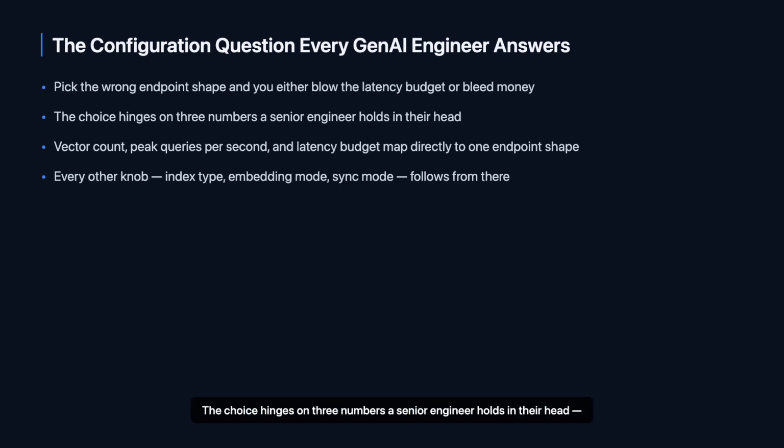The choice hinges on 3 numbers a senior engineer holds in their head: vector count, peak queries per second, and latency budget. Those 3 numbers map directly to one endpoint shape, and every other knob you'll touch, index type, embedding mode, sync mode, flows from there.